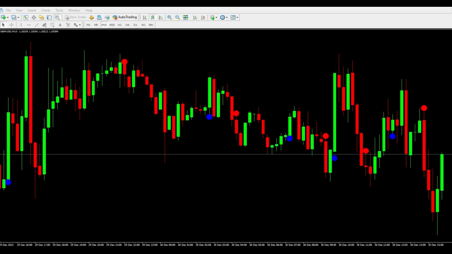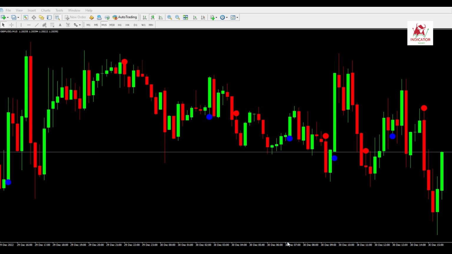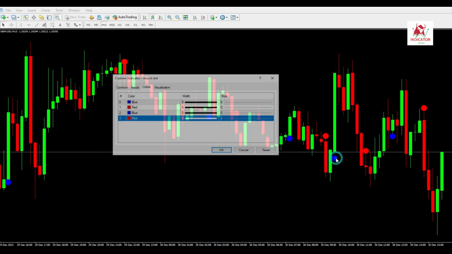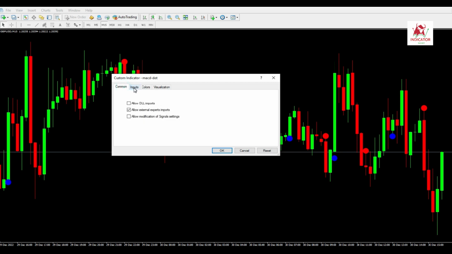The MACD indicator for MT4 provides easy-to-read buy and sell signals based on the very popular MACD indicator. A blue buy occurs when the fast EMA crosses the slow EMA from below. Similarly, a red sell occurs when the fast EMA crosses the slow EMA from above.